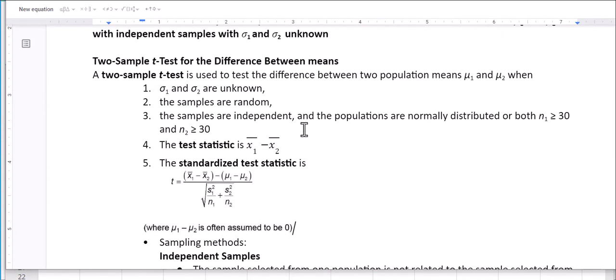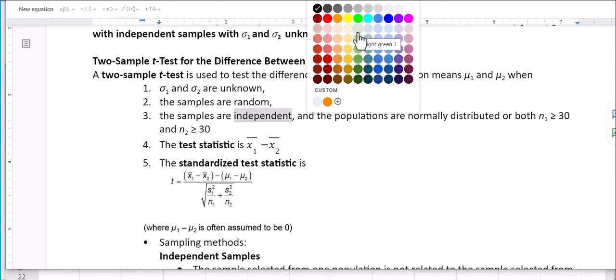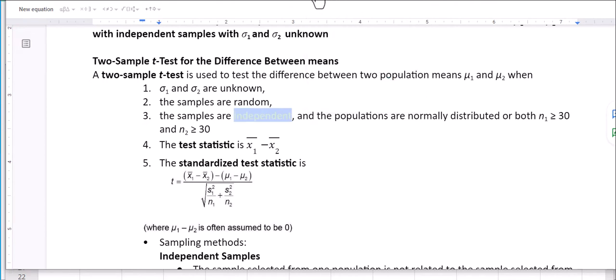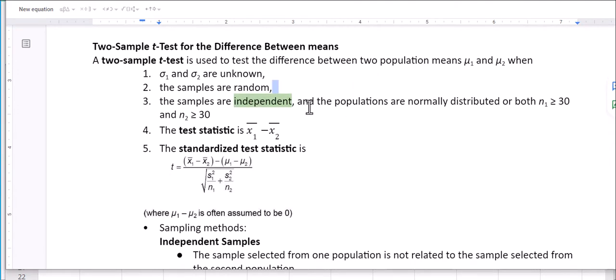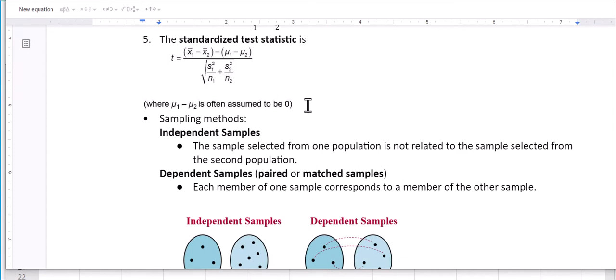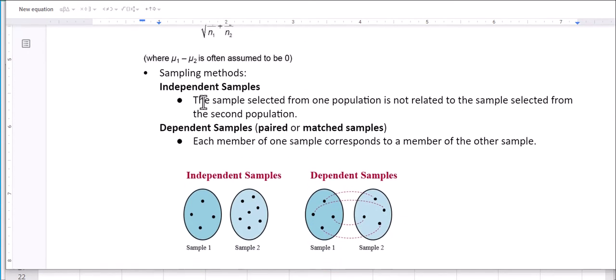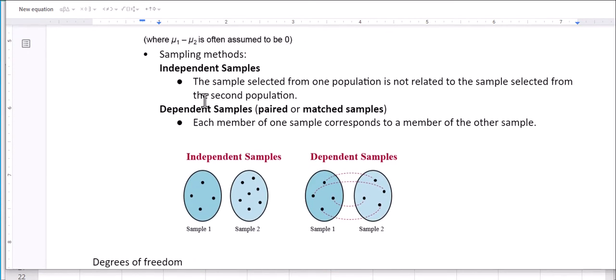So just a note about independent. What does it mean for samples to be independent? We talked about it last time in section 9.1 with the proportions, but I wanted to give a little more as to what it means to be independent. So with our sampling methods, independent samples means that the sample selected from one population is not related to the sample selected from the second population.